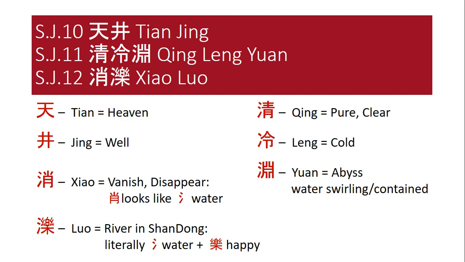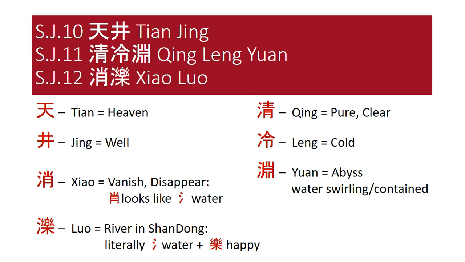The next points, the upper arm points, are a bit of an enigma. Sanjiao 10, Tianjing, the heavenly well. Sanjiao 11, Qingleng Yuan, the clear, cool abyss. And Sanjiao 12, Xiaolu, which Ellis translates as dispersing riverbed, but I think it might be more suggesting something like vaporizing water, with some undertone of dispersing the flow.